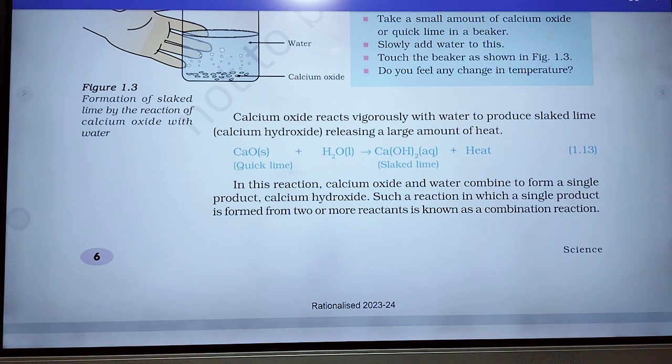In this reaction, calcium oxide and water combine to form a single product, calcium hydroxide. Such a reaction in which a single product is formed from two or more reactants is known as a combination reaction.